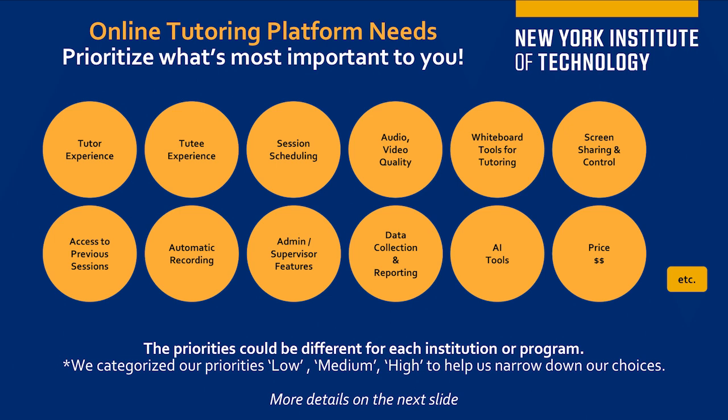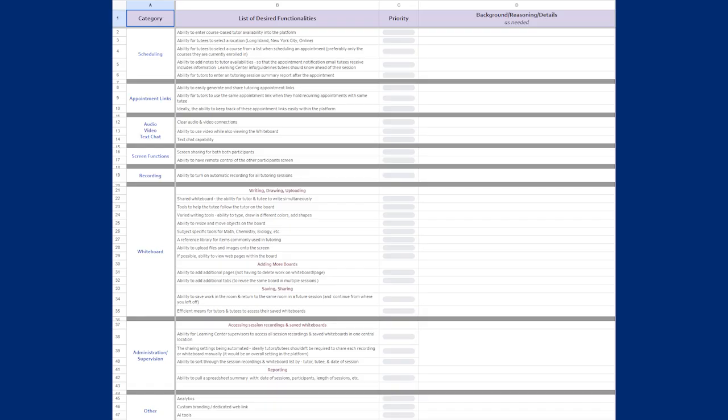And then we started ranking them in terms of priority. Which ones are of the highest priority for us, which ones are medium and low. Obviously everybody wants something that does everything, but if we had to choose which ones rise to the top, that helped narrow down our choices. And this is the sheet that we created, and a blank version of this is available to you in the folder as well. We call it NYIT Platform Needs per Function.